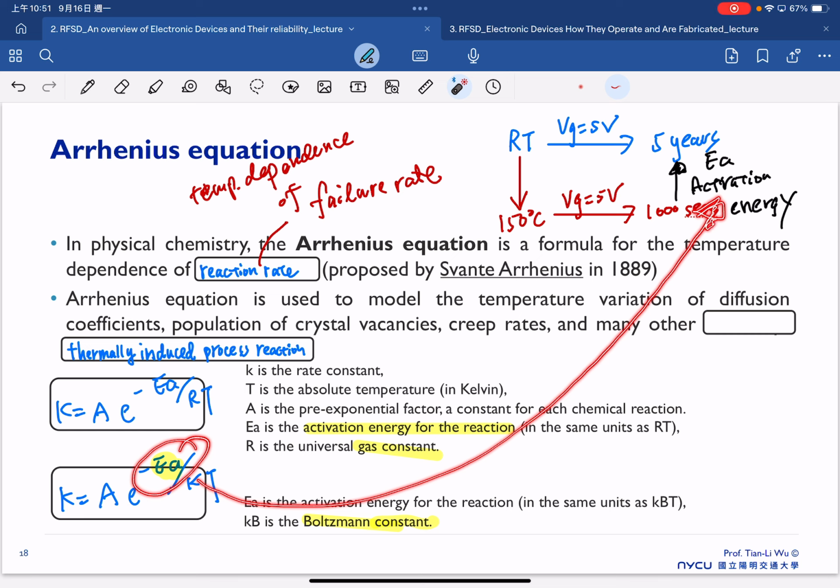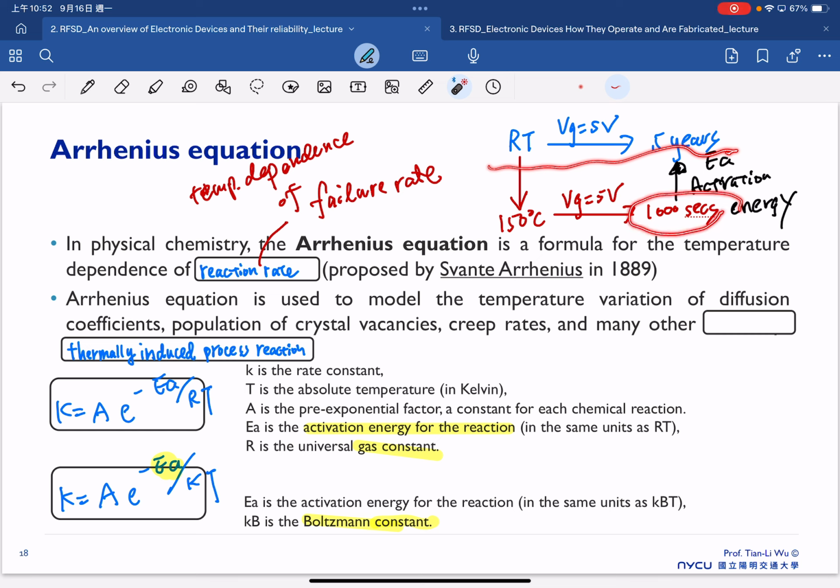Finally, we can convert the values that happen at high temperature back to any temperature we are interested in. In this case, it's room temperature. Once we have this kind of mindset, that can highly enhance our efficiency in reliability testing and also lifetime modeling, because we won't take 5 years. We actually need to take only 1,000 seconds, but with a proper activation energy. So finally, we can start to estimate.